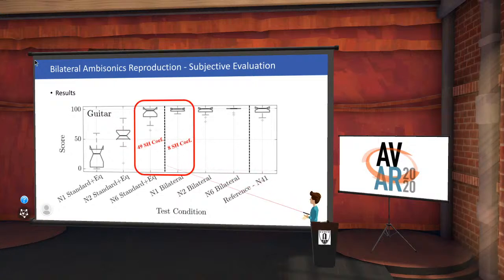So we can summarize that with order 1 bilateral ambisonics, the proposed method with only 8 Spherical-Harmonics coefficients, we get similar performance and even better than using 49 Spherical-Harmonics coefficients with the standard reproduction. And using order 2, it's already similar to the high order reference signal.